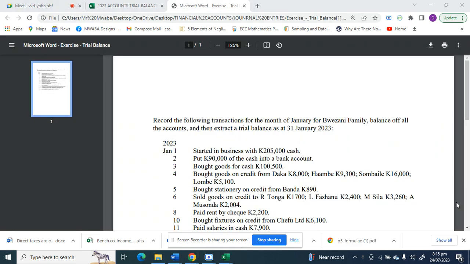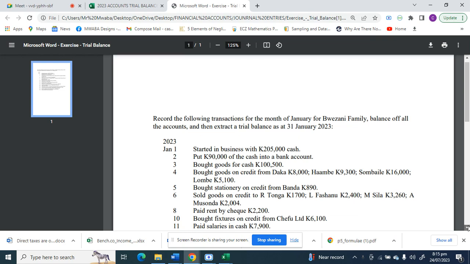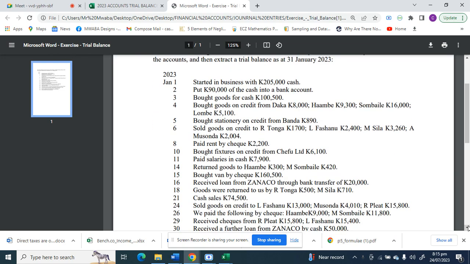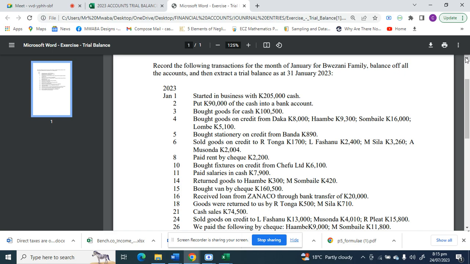All right, so we've got a list of transactions. We're going to need to do some journal entries and open accounts, or ledgers. As we go through each transaction, we'll do the journal entry, and we'll open the account. So the first transaction: started a business with 205,000 cash.